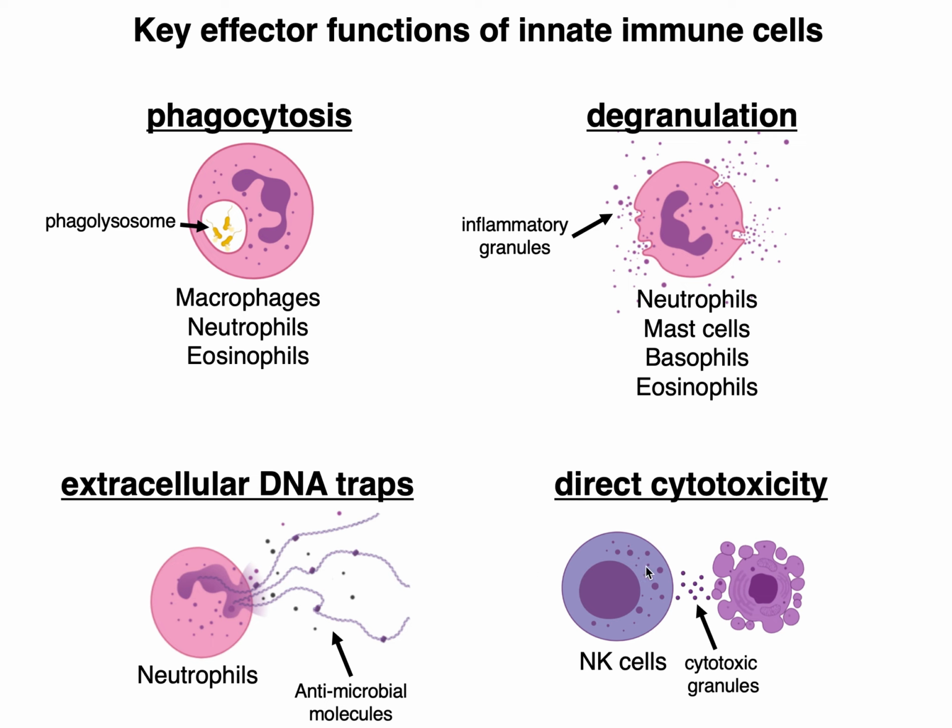And lastly, we won't talk very much about natural killer cells, but natural killer cells are important during the antiviral response and actually can release cytotoxic granules that kill virally infected cells. So rather than destroying the pathogen directly, natural killer cells kill cells, your cells, that are infected with the virus to prevent further spread.